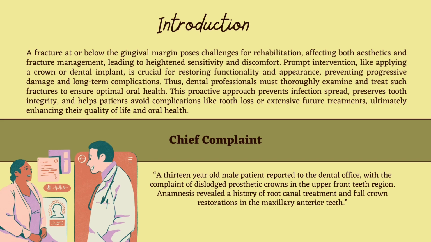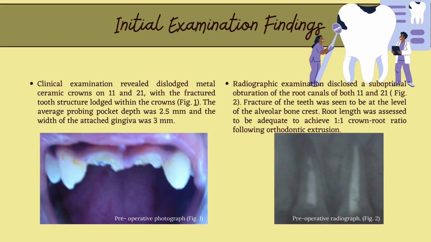Chief complaint. A 13-year-old male patient reported to the dental office with the complaint of dislodged prosthetic crowns in the upper front teeth region. Anamnesis revealed a history of root canal treatment and full crown restorations in the maxillary anterior teeth. Clinical examination revealed dislodged metal ceramic crowns on 11 and 21, with the fractured tooth structure lodged within the crowns, Fig. 1. The average probing pocket depth was 2.5 mm and the width of the attached gingiva was 3 mm.